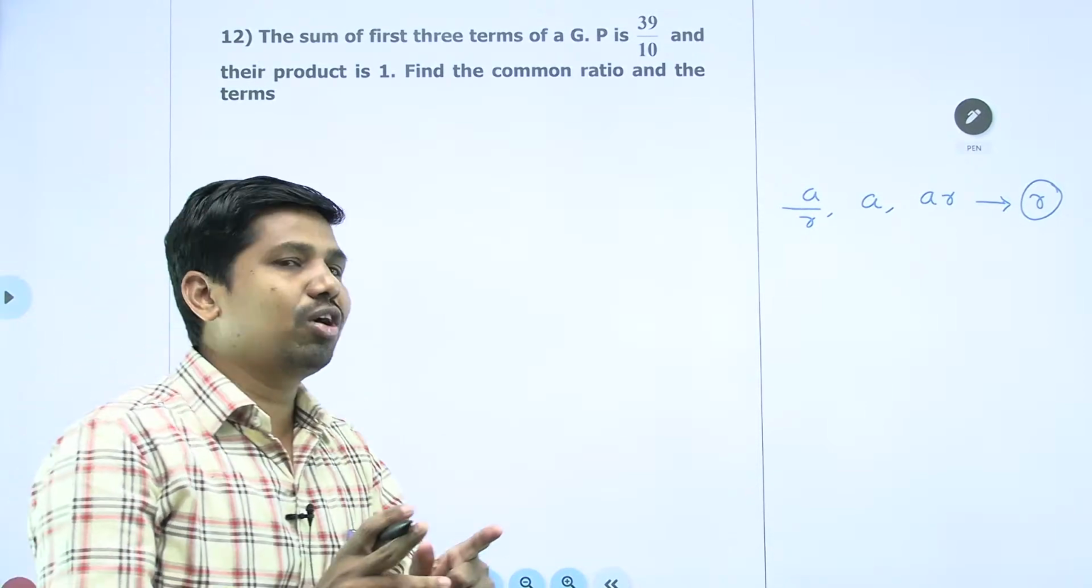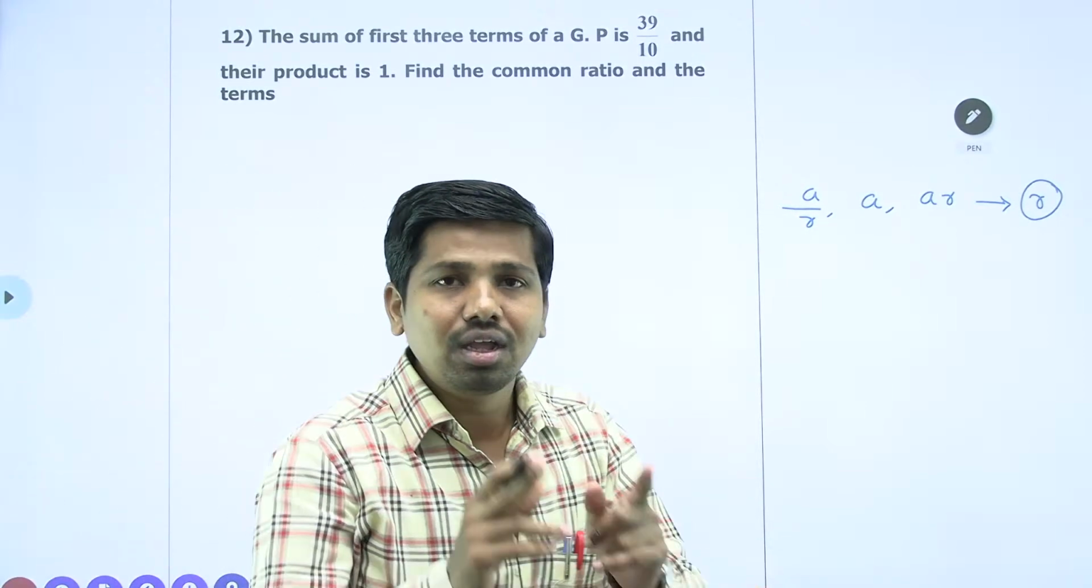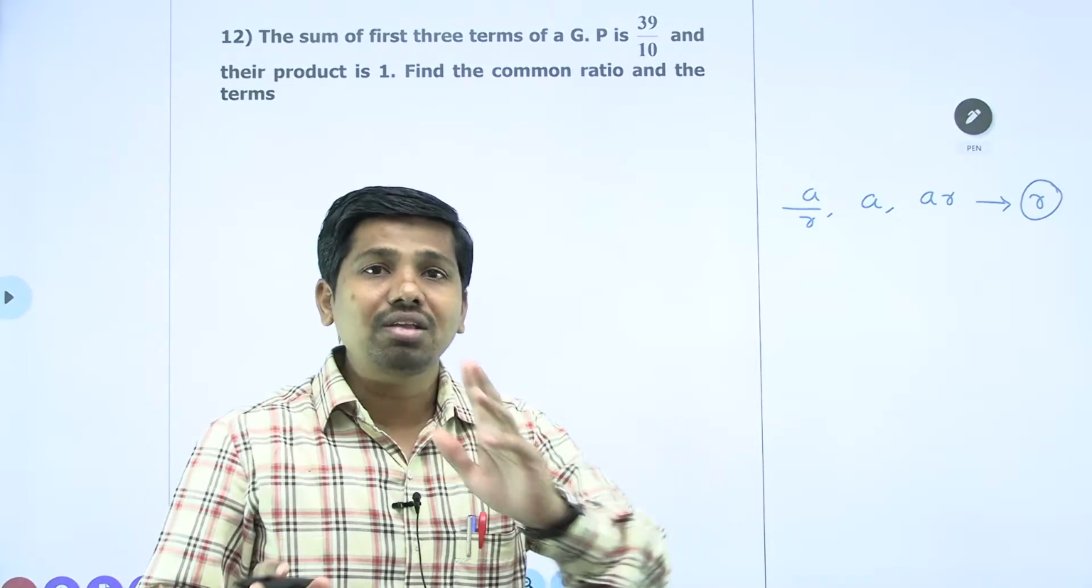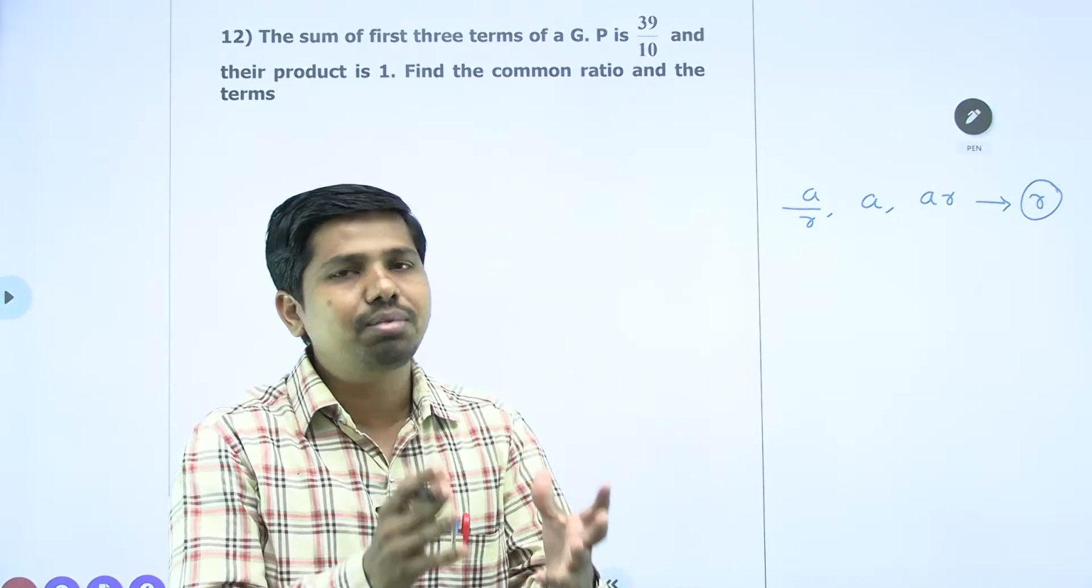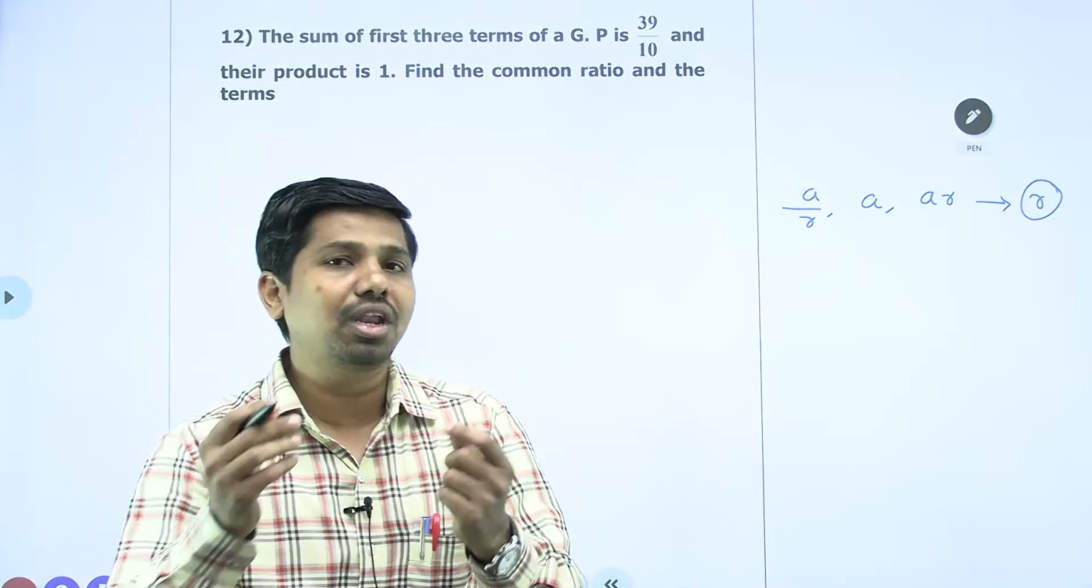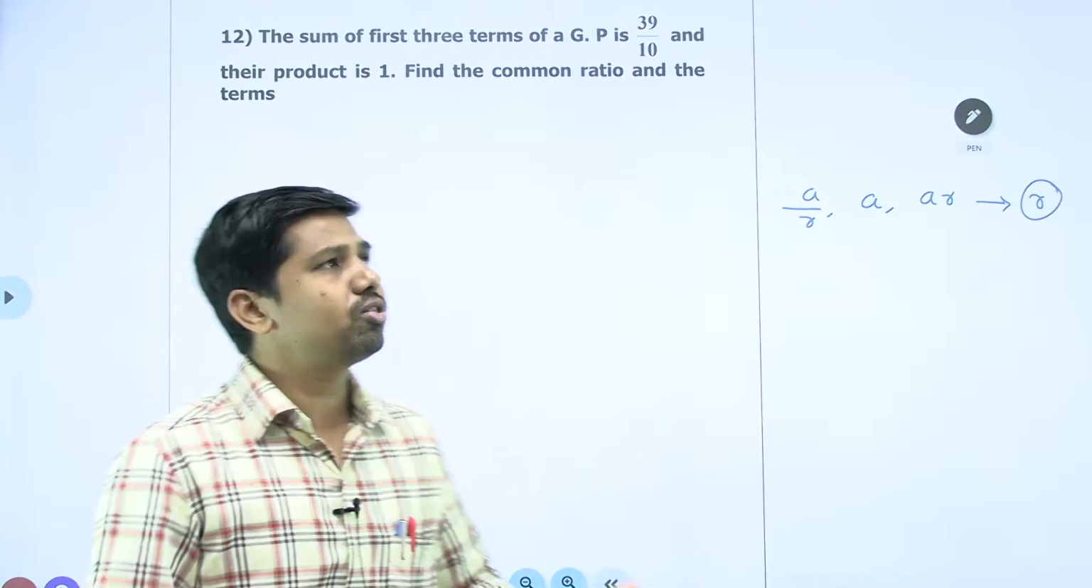Again, the product he has given means you have to take the terms in such a way that if I multiply, R will get cancelled, and you easily get the value of A, so that it helps you to solve the problem in an easy way. When you get one of the values, A, it becomes very easy to solve the problem.